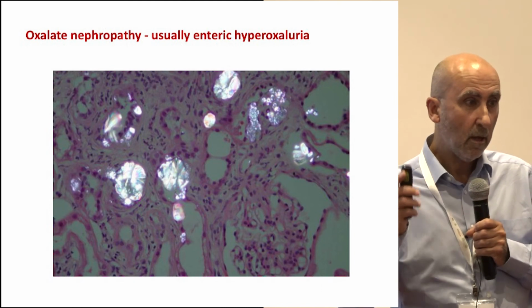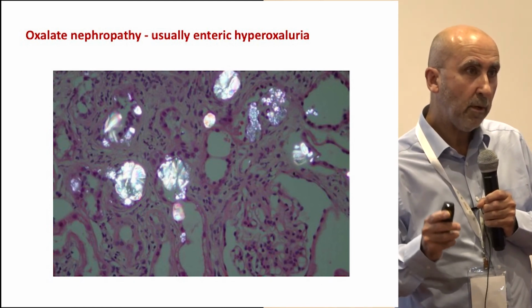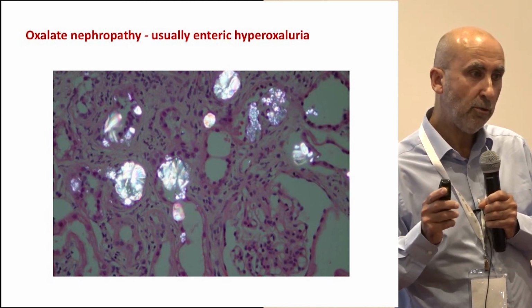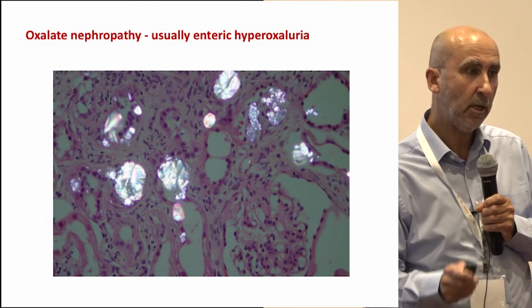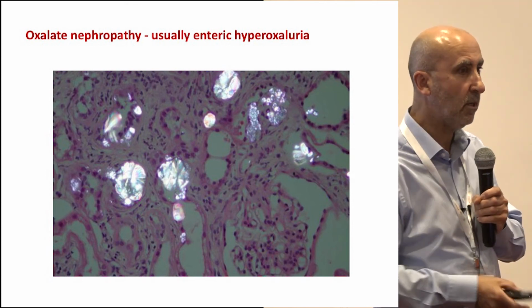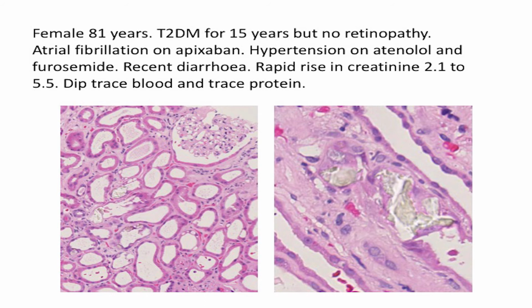And in my experience, oxalate nephropathy is usually enteric in origin, particularly in diabetics. And here we see a case that I reported a couple of weeks ago, which is absolutely classic for the history. I could almost have made the diagnosis based on the history. An elderly lady, long history of type 2 diabetes, but no retinopathy, hypertensive, atrial fibrillation, recent episode of diarrhea, followed by a rapid rise in the creatinine.